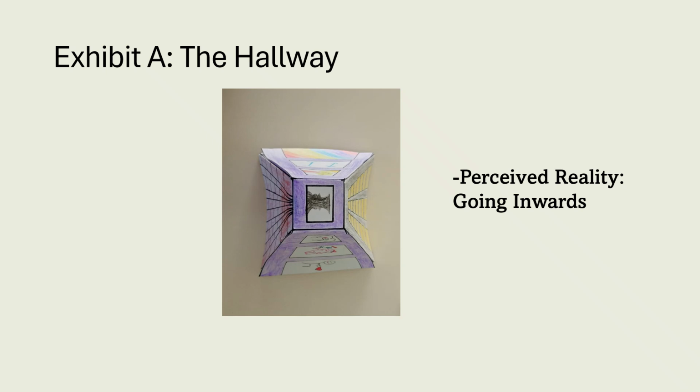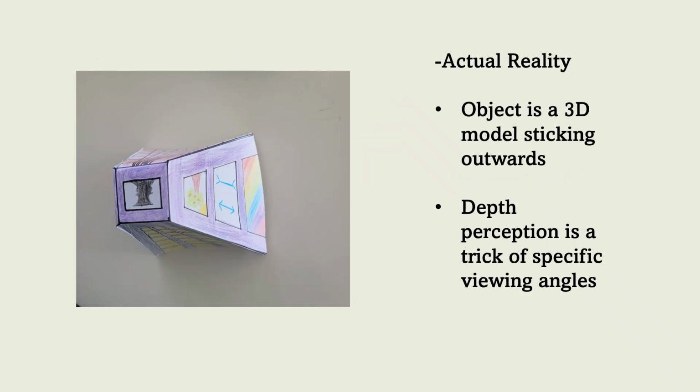The forced perspective hallway works by manipulating the brain's depth perception. The object itself is a 3D model that is sticking outwards, but when viewed from a specific angle, it appears to do the opposite. The brain usually relies on cues such as peripheral vision, shadows, and more to judge the depth. The specific design and lighting tricks the brain into misinterpreting the 3D geometry of the object.